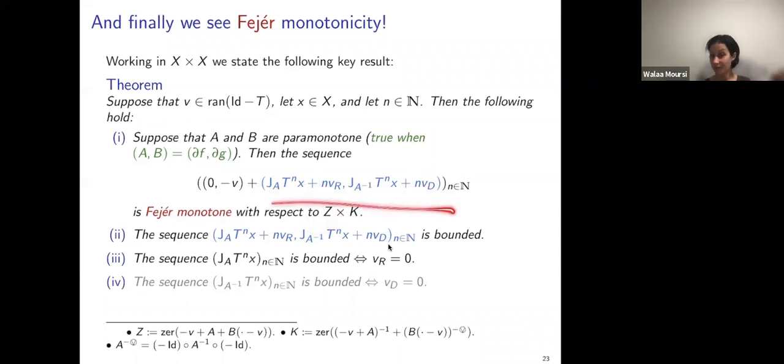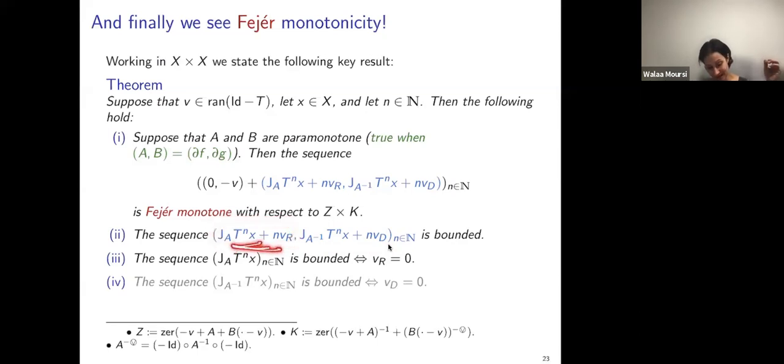And fair monotonicity right away gives us that the sequence is bounded. So we learn that this sequence is bounded, and here comes the most exciting part. Now, that is the primal shadows, that's the dual shadows. Let's just focus on the primal shadows for now. I won't talk much about the duals. In the paper, we work with primal-dual, but let's look at the primals that we care about.